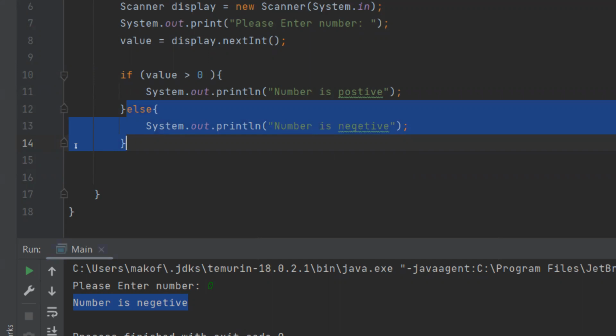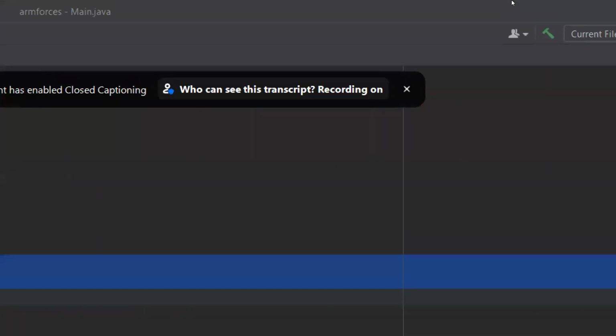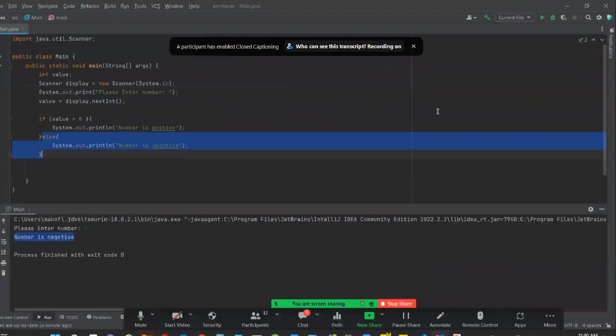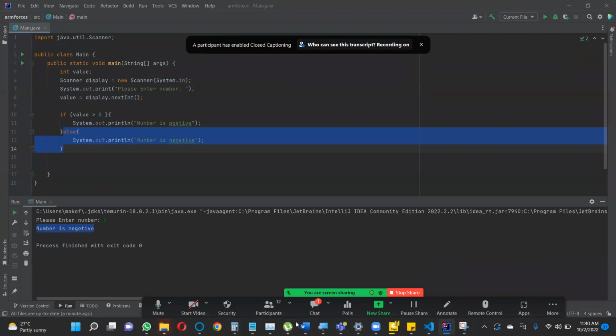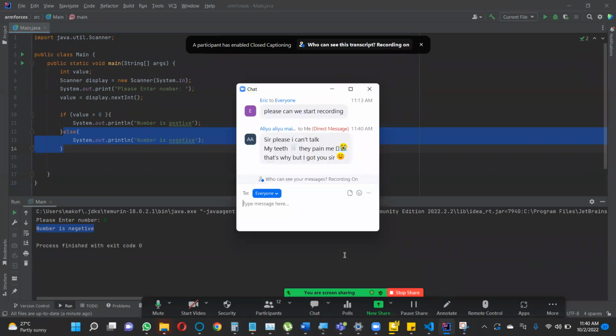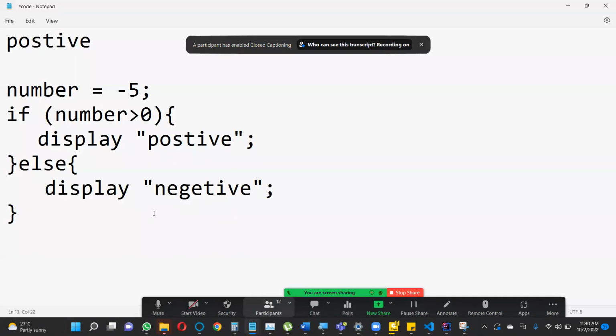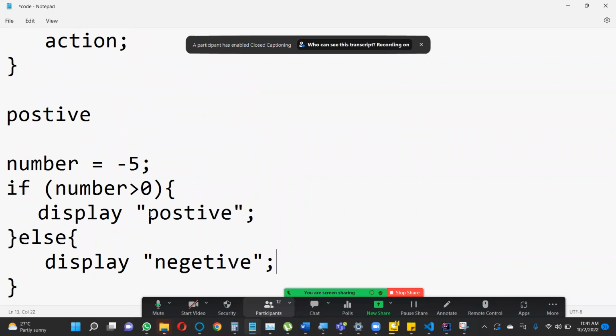So here, the program is working like how it should work, but there is a logical problem. And that brings us to the third form of the if statement that we can use.